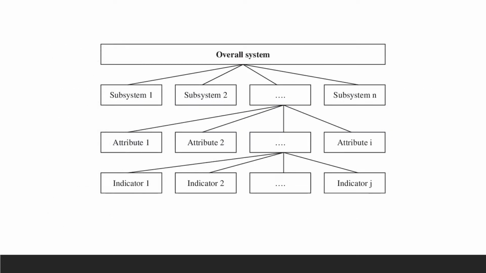So, as I've explained, you have your overall system, your subsystems, your sub-attributes, and your sub-indicators. And the indicator, think of that as the building block, the fundamental unit that you build everything else off of.